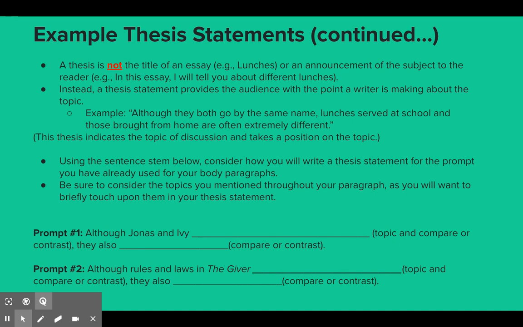Nice. So now, using this sentence stem below, I want you to consider how you are going to write a thesis statement for the prompt you've already used for your body paragraph from last week. Make sure you consider the topics you mentioned throughout your paragraph because you will want to briefly touch upon them in your thesis statement. If you are not wanting to use this sentence starter below, you don't have to. This is just a way to get you thinking and to help you if needed.